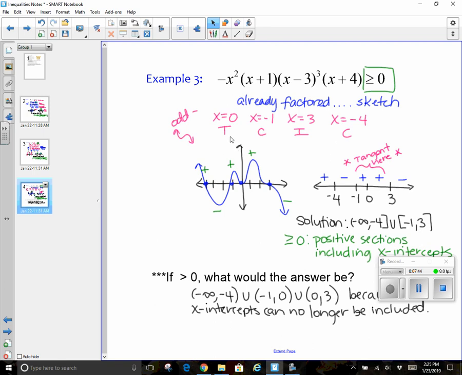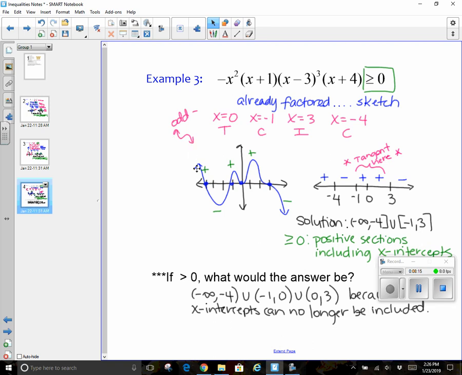So we have 4 x-intercepts: 0, -1, 3, and -4. Even exponent makes it tangent at 0. It crosses at -1. Odd exponent makes it an inflection at 3. And cross at -4. There's 1, 2, 3, 4, 5, 6, 7 x's, so it's odd. And all the x's are positive with this negative sitting on the front, so the whole thing's odd and negative, so it goes up on the left, down on the right.